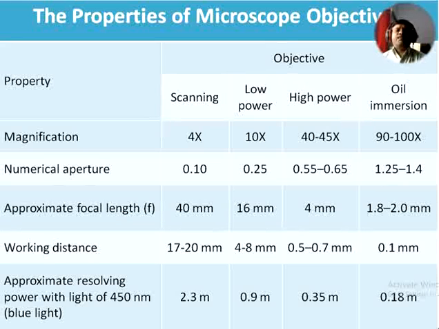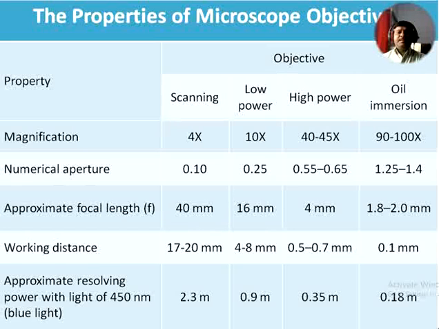The next property is the approximate focal length. The focal length in scanning objective is 40 millimeter. In case of low power objective, the focal length is 16 millimeter. In case of high power objective, the focal length is 4 millimeter, and in case of oil immersion objective, the focal length is 1.8 to 2.0, that means 2 millimeter.